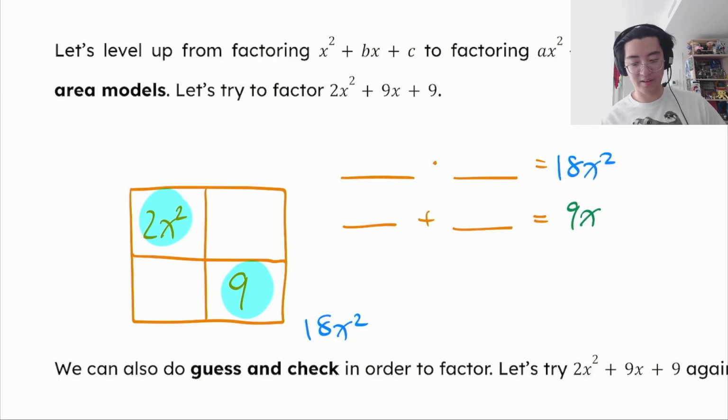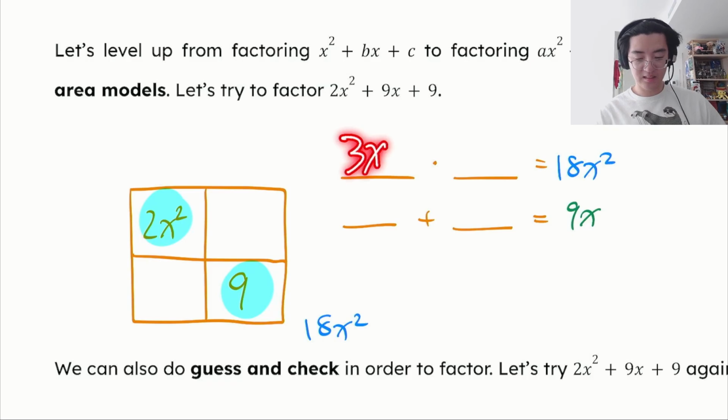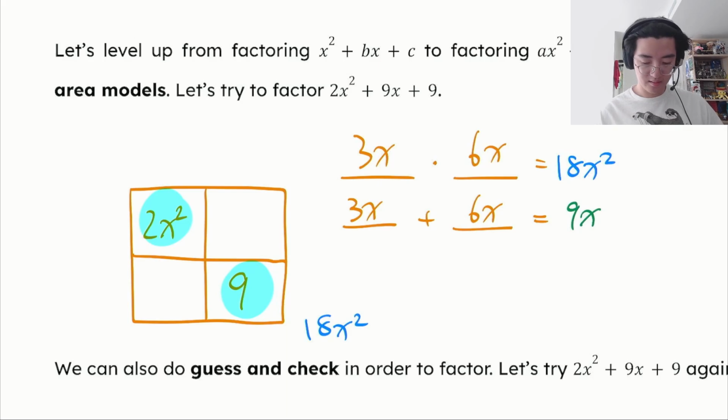Okay, now just fill it in. We've got perhaps 1x times 18x, but they add up to 19x, so that's not it. 2x times 9x multiply to 18x squared, but add up to 11x, so that's not it. And of course, our last option is 3x times 6x is 18x squared. But then when we add it up, we get 9x. So once again, 3x, 6x.